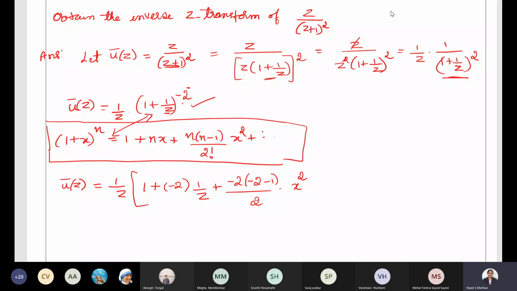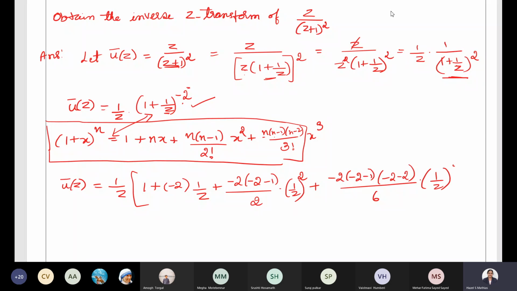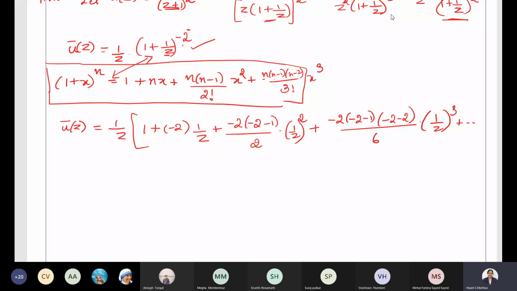What is the third term over here? It will be n into n minus 1 into n minus 2 divided by 3 factorial into x cube. So it will be minus 2 into minus 2 minus 1 into minus 2 minus 2 divided by 3 factorial, which is 6, into x cube, where x is 1 by z. Here it will be 1 by z whole cube, etc. So what do we get over here? Just simplify and write 1 by z into 1 minus 2 by z. Here minus 2 minus 1 is minus 3 and 2 gets cancelled. Minus 3 into minus 1 is plus 3 divided by z square. Is it correct?